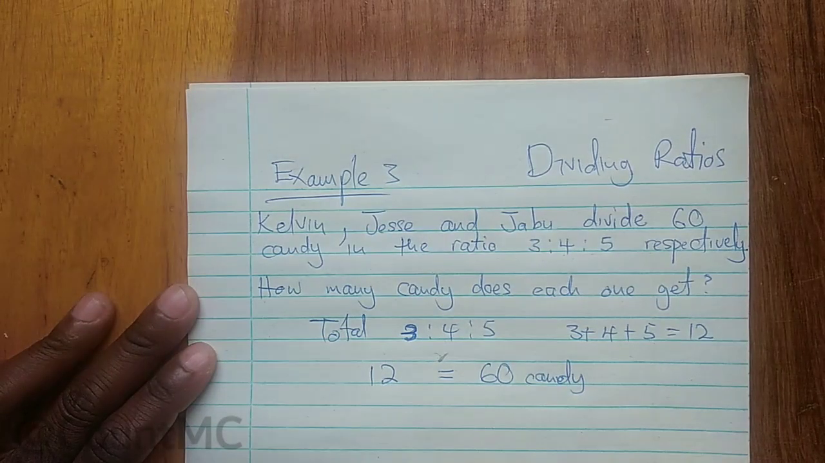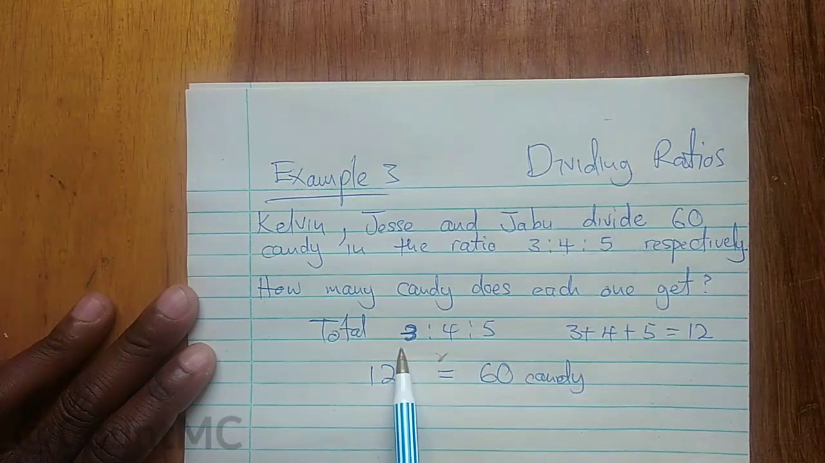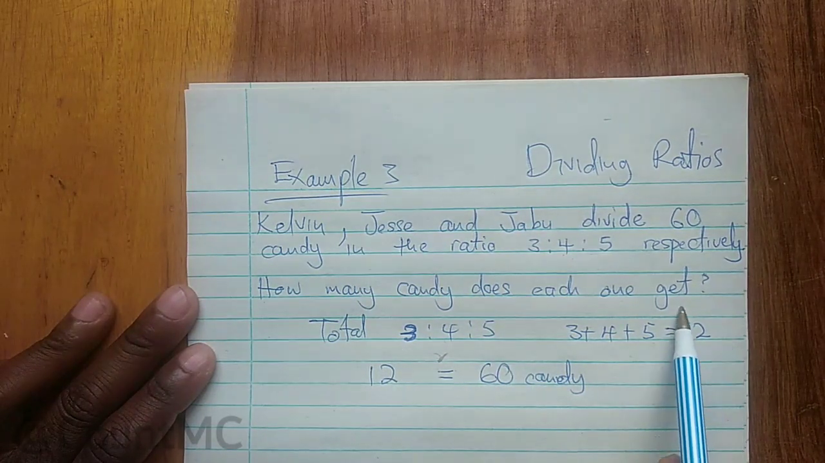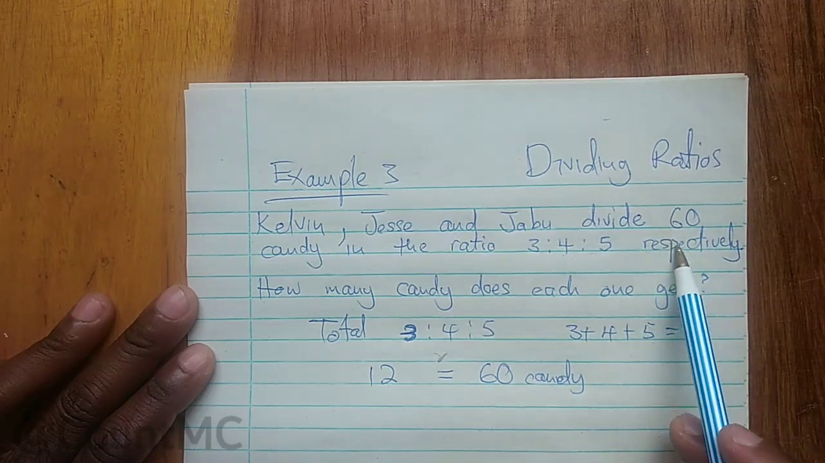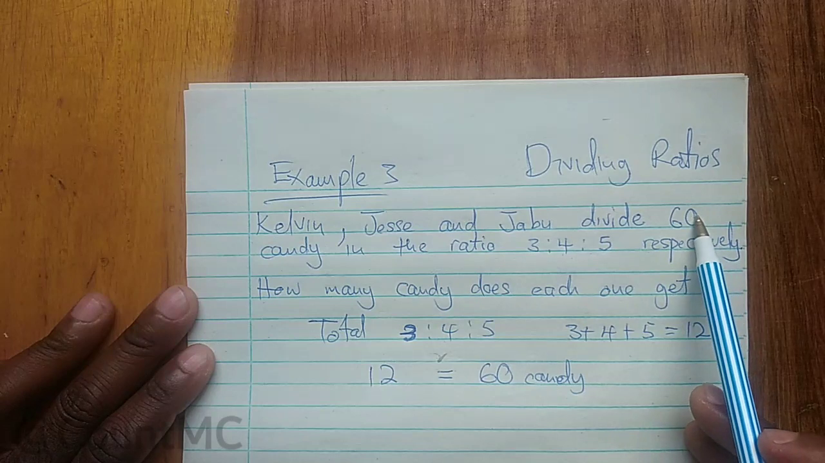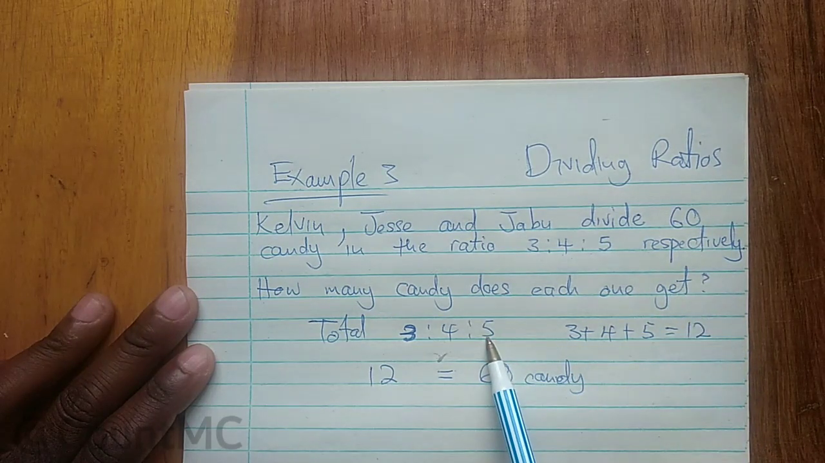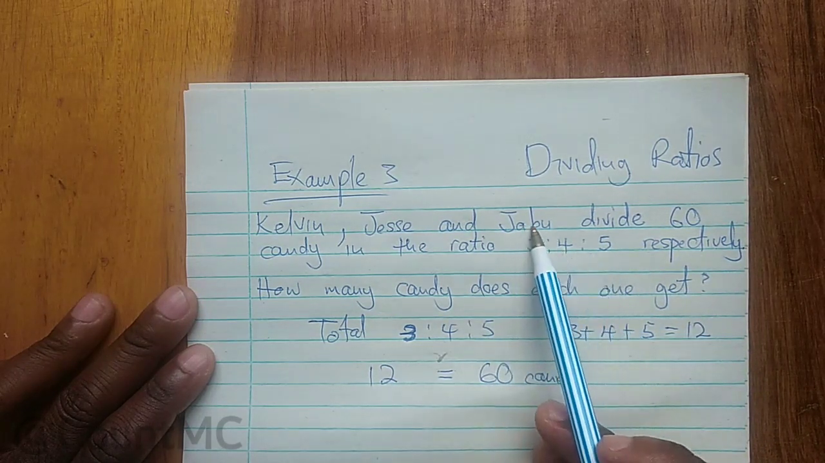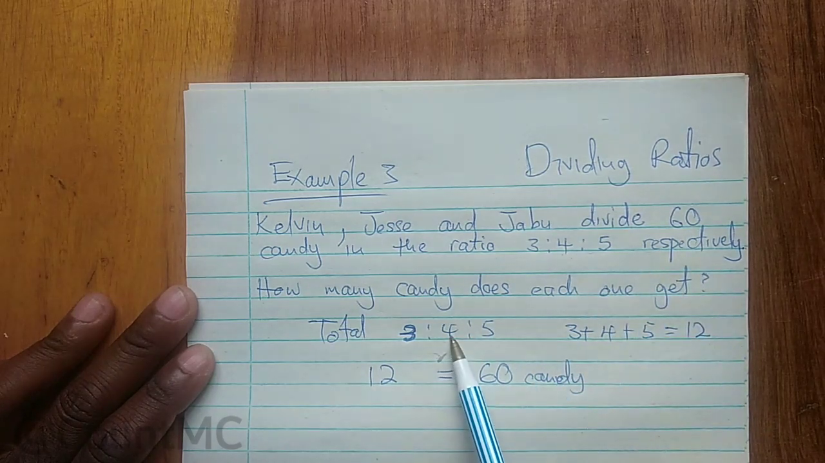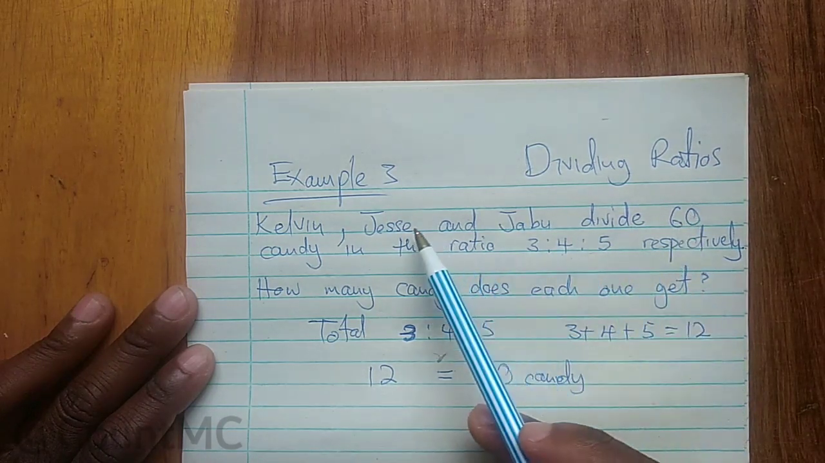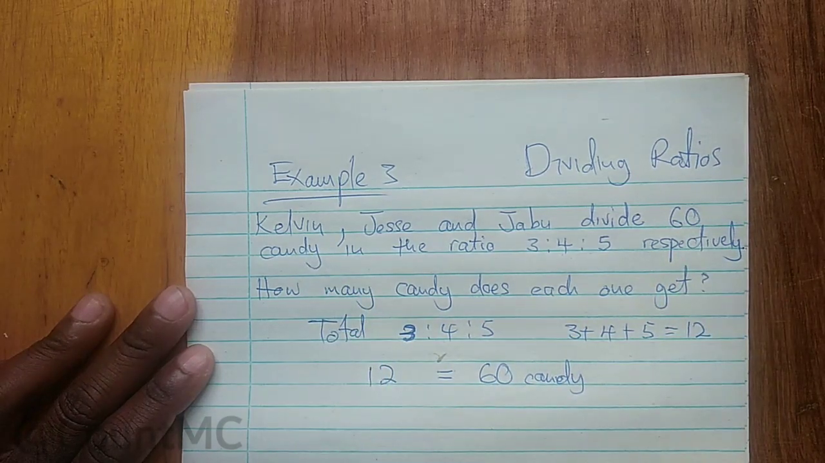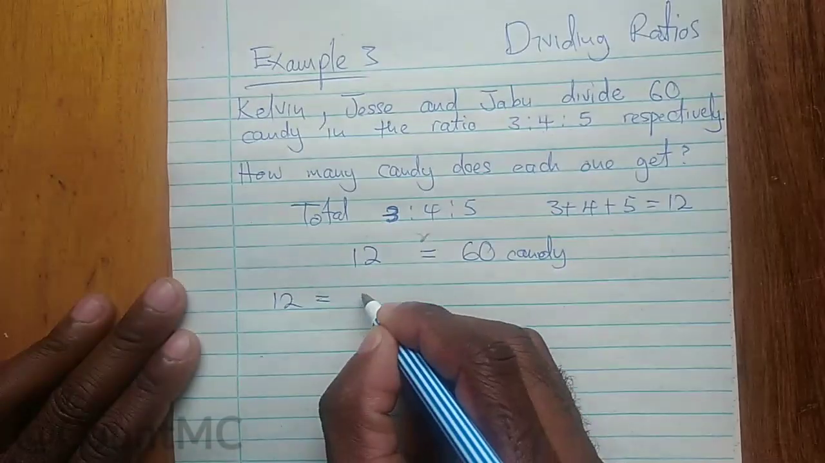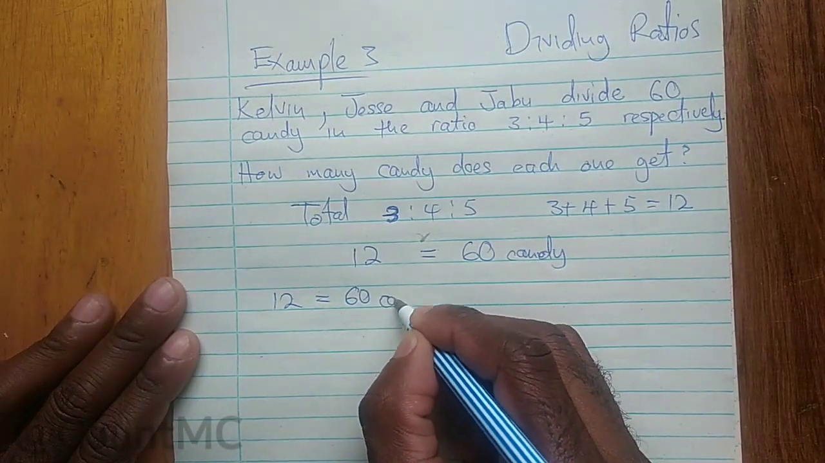Remember, from what we're saying, these are the parts in which they are going to divide, but if you add this together, it will give you 12, and 12 means the total. And here the total number of candy is 60, so 12 is equals to 60. This part is going to be a part for Jabu in 60, and this part will be the part for Jesse in 60, and this part will be the part for Kelvin in 60. So 12 is equals to 60 candy.